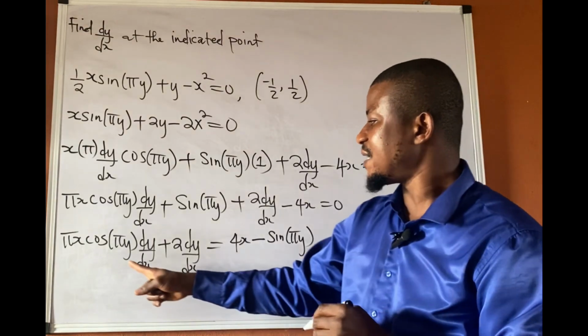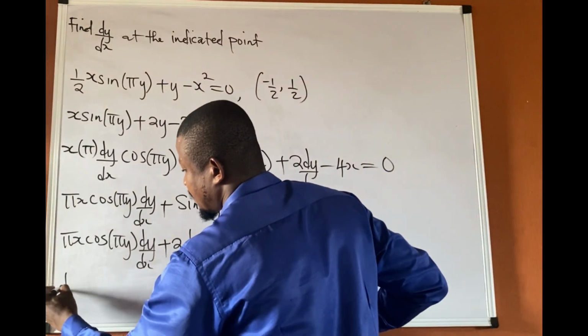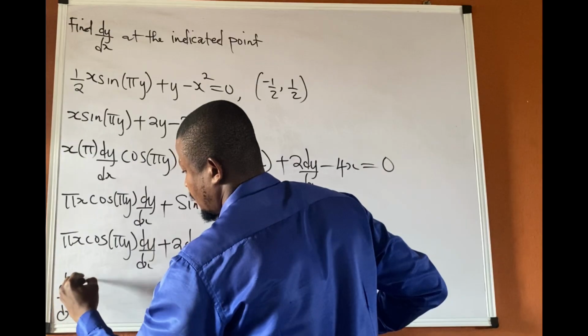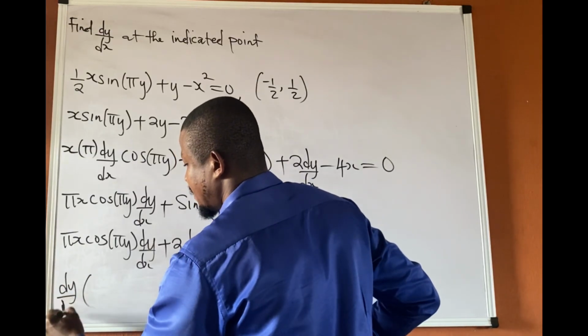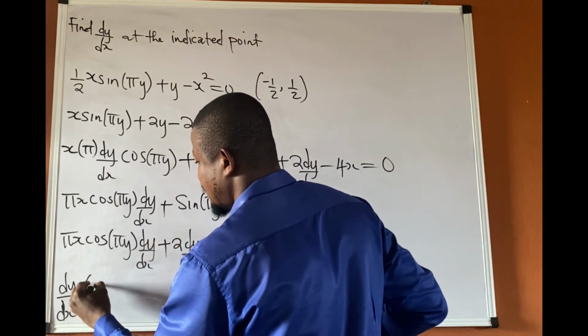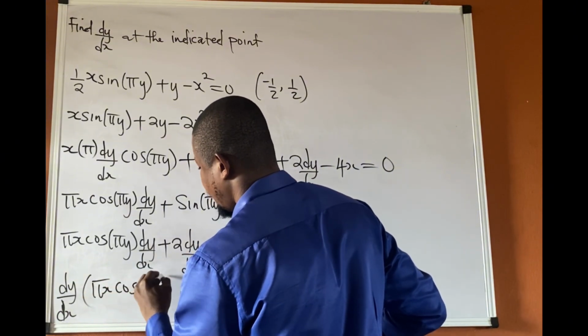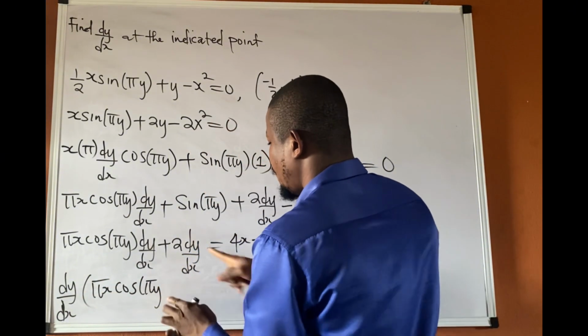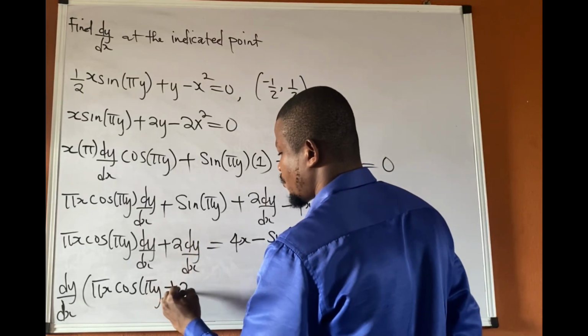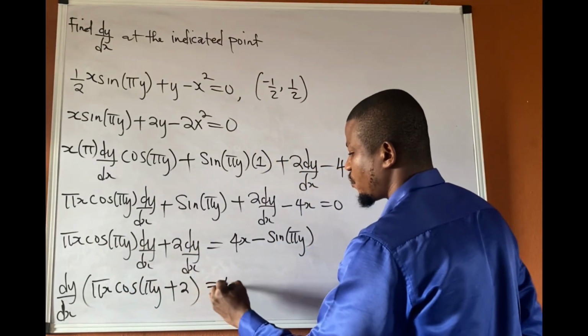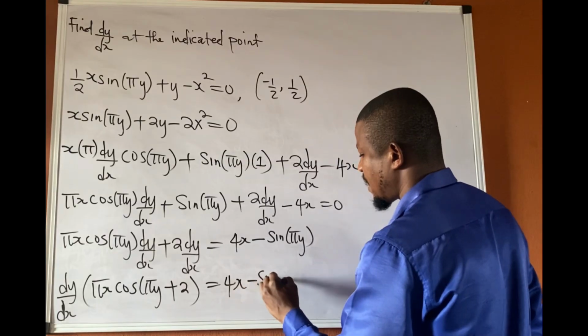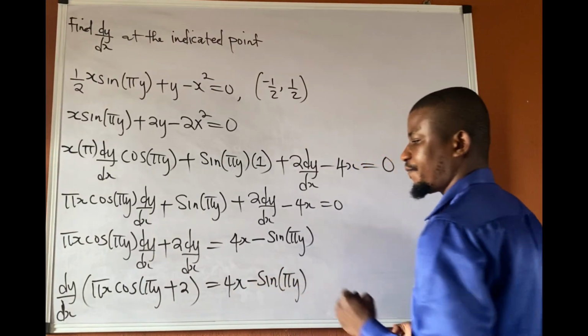Okay, then the next thing is to factor out my dy/dx. If I factor dy/dx from this, I have pi x cos pi y. Factoring out dy/dx from here, I have plus 2, and I'm done with that. This is equal to 4x minus sine pi y.